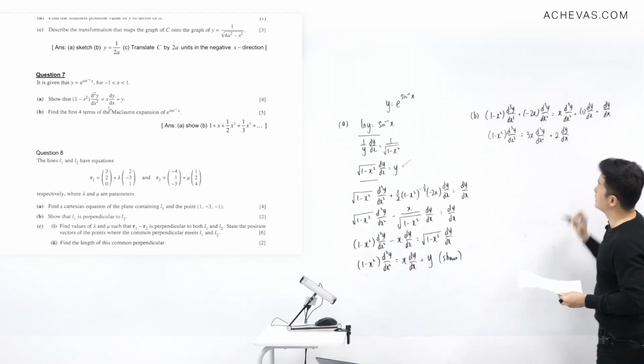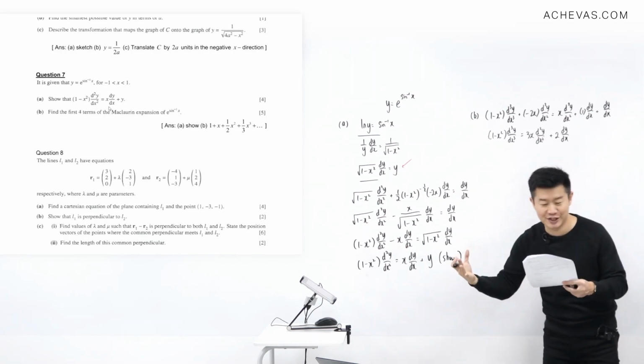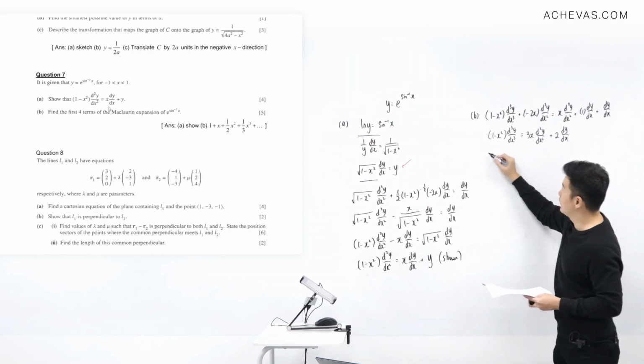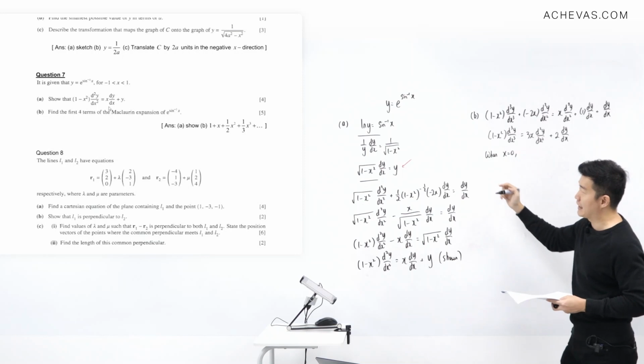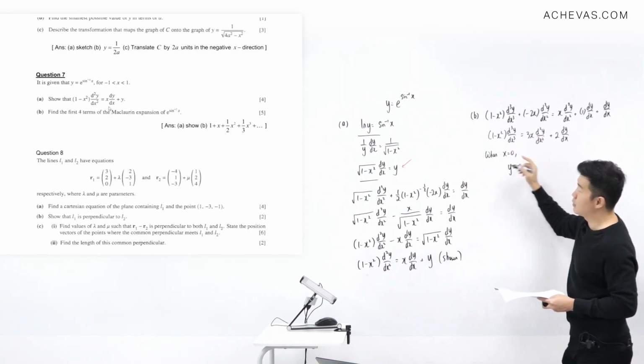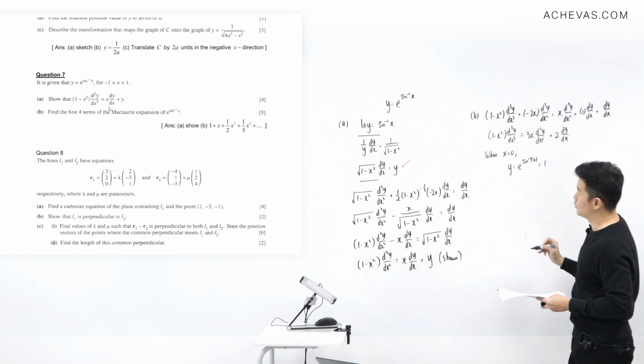Okay, now we are ready to come up with part of the coefficients of the Maclaurin series expansion for the first 4 terms. So the coefficients, part of them, will be obtained from letting x be equal to 0 and getting the value for y. y is equal to e to the power of sine inverse 0. Sine inverse 0 is 0, so e to the power of 0 is equal to 1.